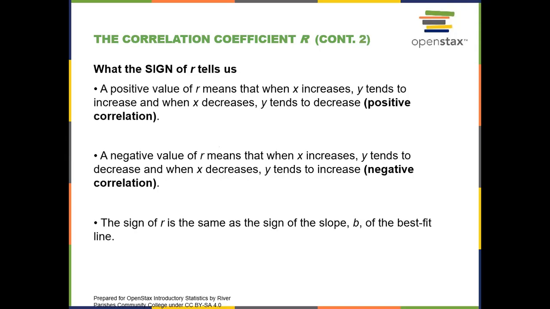What the sign of R tells us: in our case, we got a negative value of R, which means that when X increases, Y tends to decrease, and when X decreases, Y increases. That is a negative correlation. On the other hand, if R is positive, that means as X increases, Y increases. So the sign of R is the same as the sign of the slope B of the best fit line.